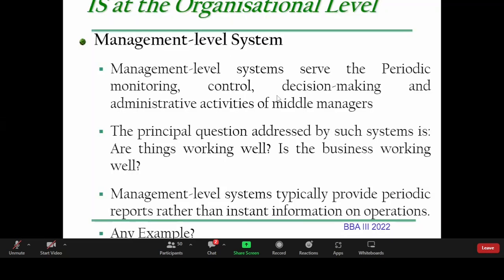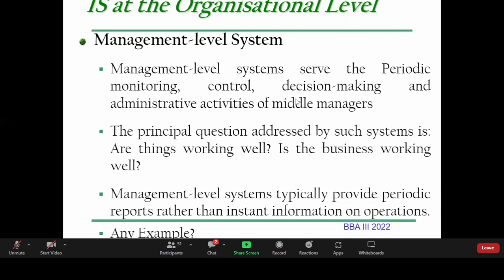Then we have the management level systems. These serve the periodic monitoring, control, decision-making, and administrative activities of middle managers. When you see the word middle managers, it takes us back to our diagram, and it clearly tells us that everything we are looking at here is covered under the management level, which is the middle level, that is the tactical level. The principal question addressed by such systems is, are things working well?